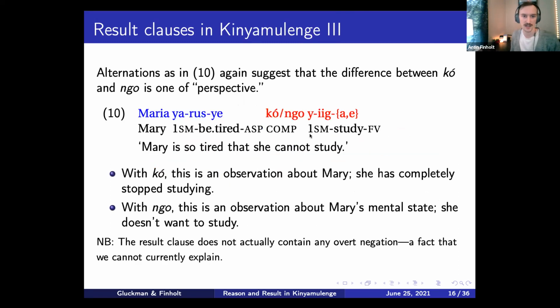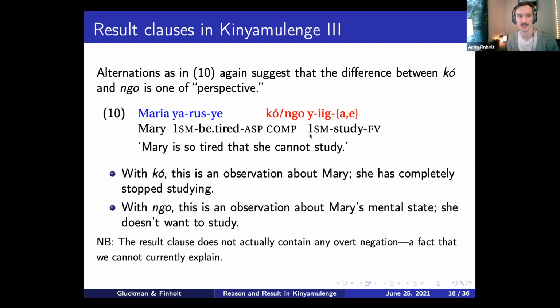We do, however, find a minimal pair between co and ngo in result clauses, specifically in examples like 10. Right? And crucially, these sorts of alternations really seem to suggest that the difference between co and ngo is one of perspective. Right? So in 10, Mary is so tired that she cannot study. Right? With co, this seems to be an observation about Mary. This is an observation that the speaker makes about the real world. Right? Mary's so tired that she cannot study.